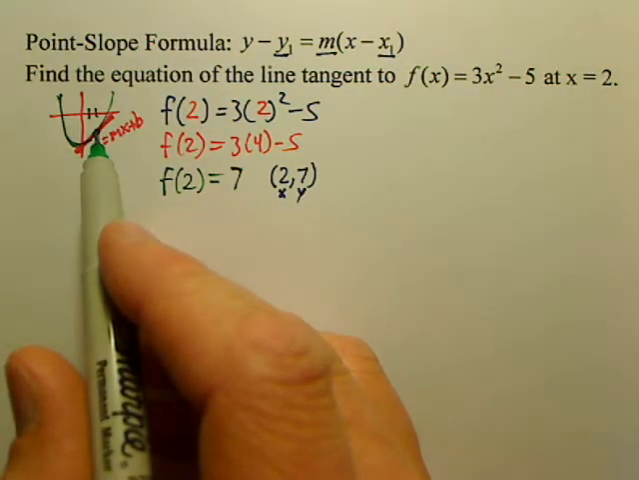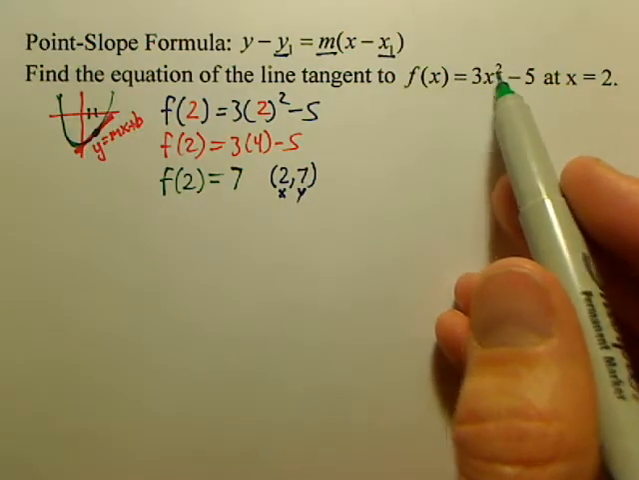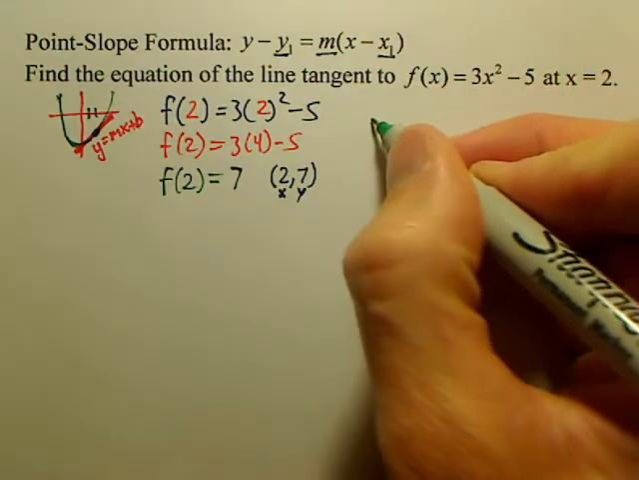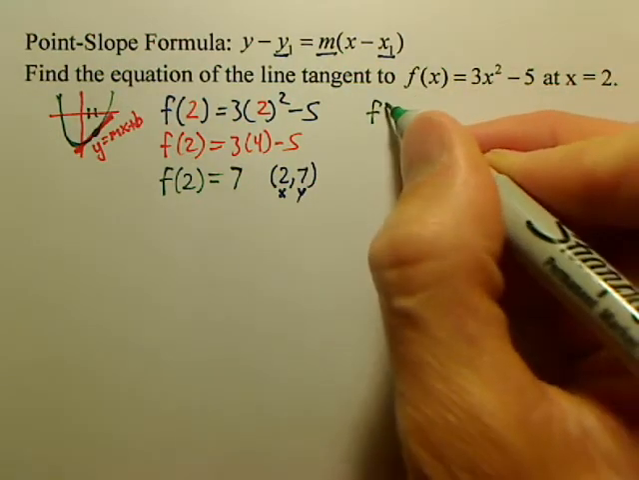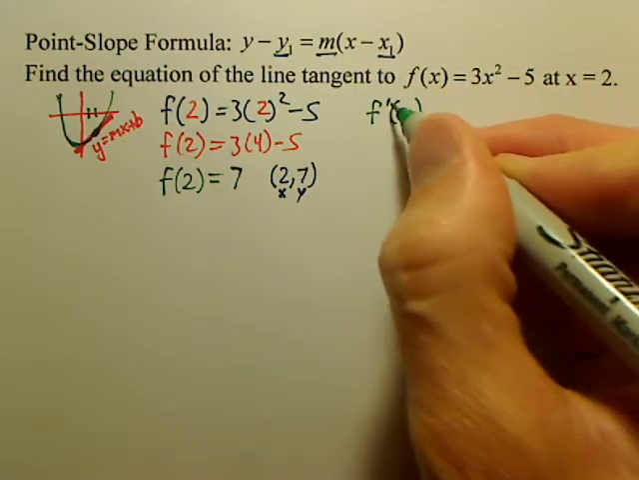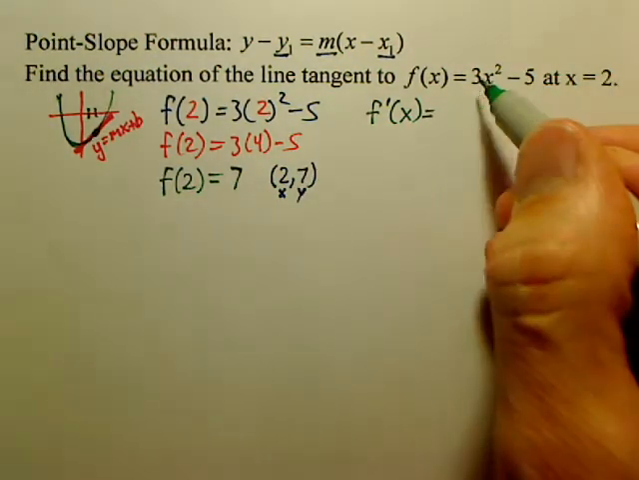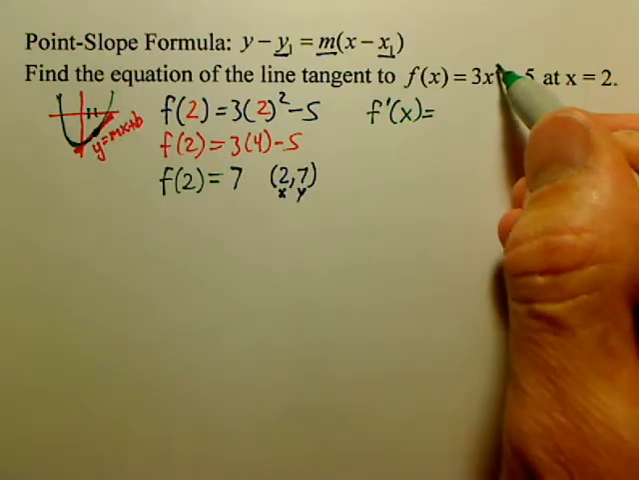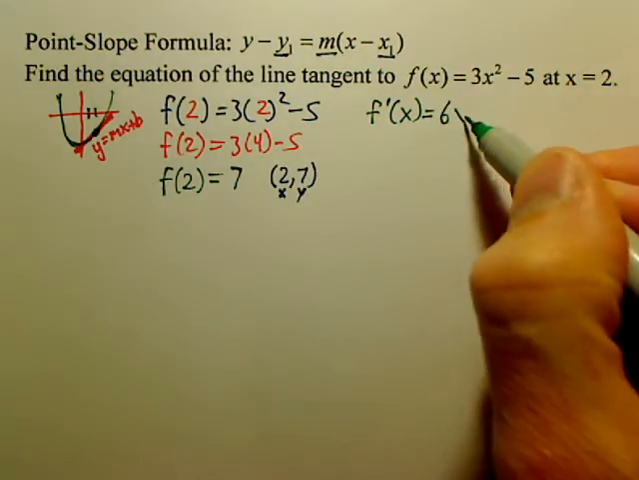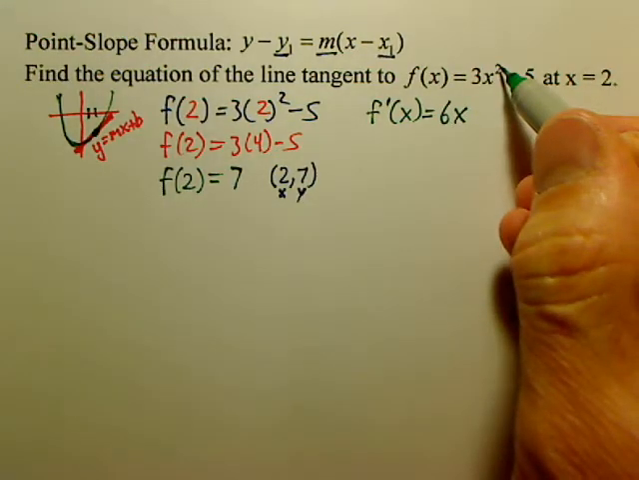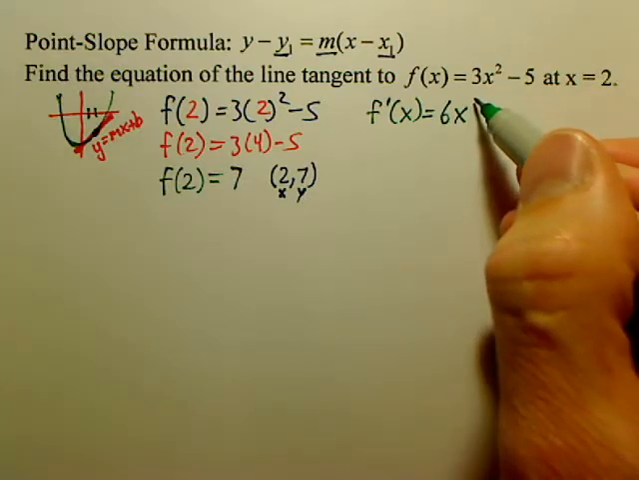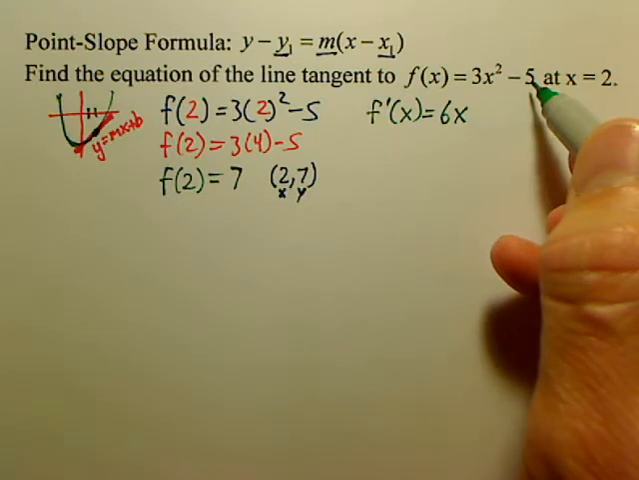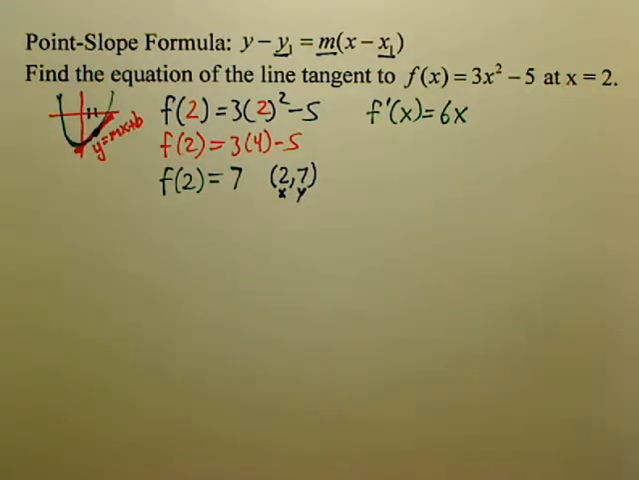So to find my slope at a point, I need to take the derivative of this, and I'm going to have to plug the 2 in to find the slope there. So let's find the derivative of this function. The derivative f prime of x: the derivative of 3x squared is going to be, bring the 2 out front, so 2 times 3 is 6, x, drop that by 1, so I don't need to put the 1, because 2 minus 1 is 1, and that's good. The derivative of negative 5 is 0, so that's my derivative.